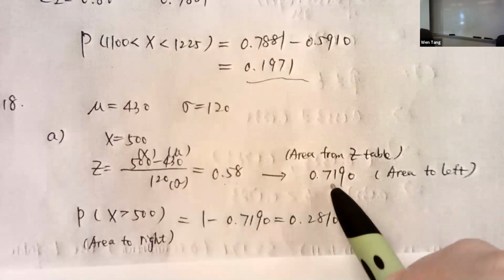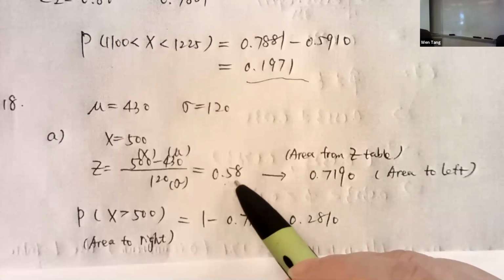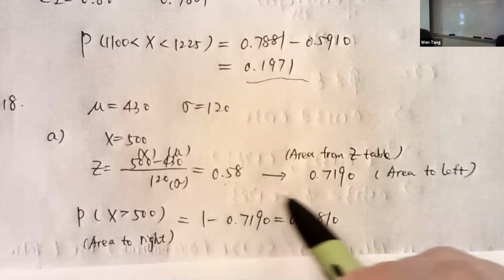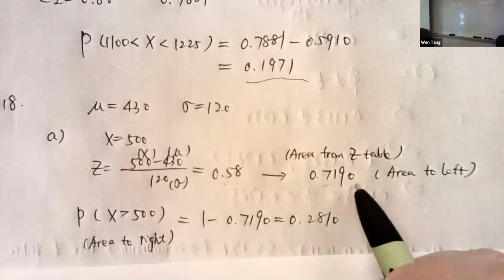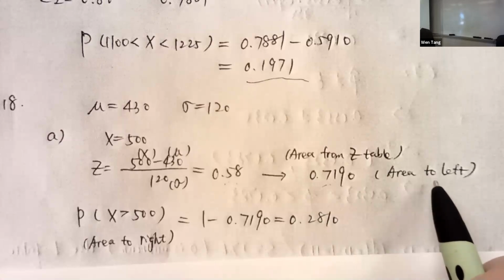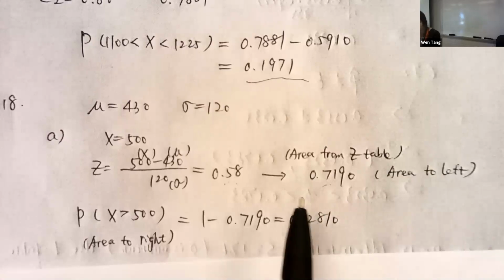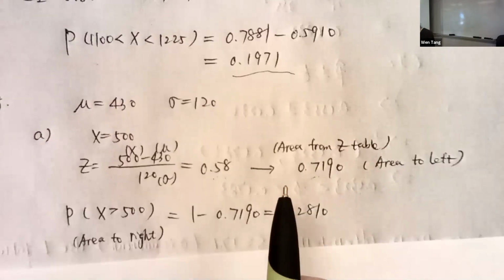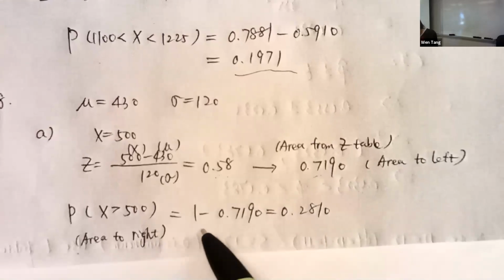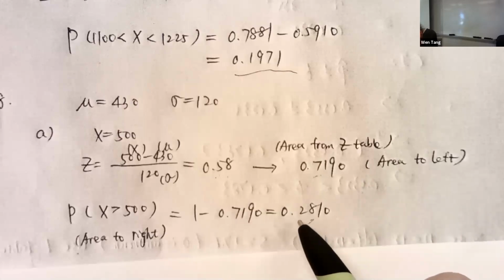And we use this Z. This is the Z, this is not the area, okay? Even if it looks like an area, it's just the Z-score. We still need to check the Z to find the area. This is, again, the area to the left. Remember when the question says more than something, at least or greater than something, it's the area to the right. So don't forget this step. Total area minus the area to the left, we will get the area from the right.